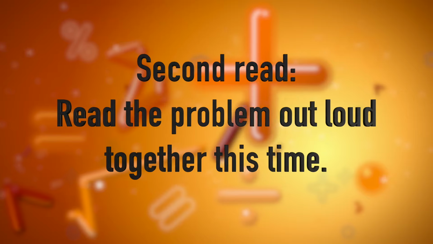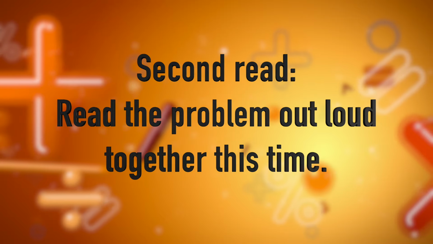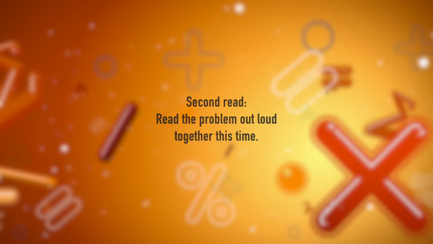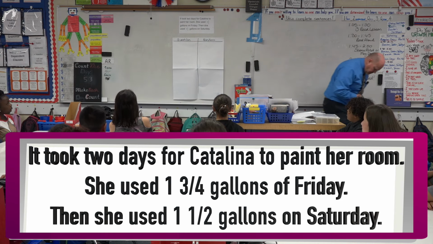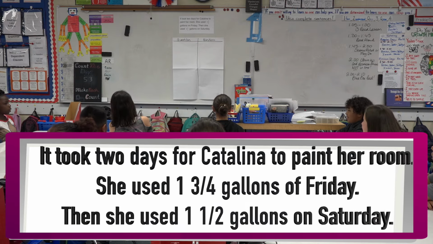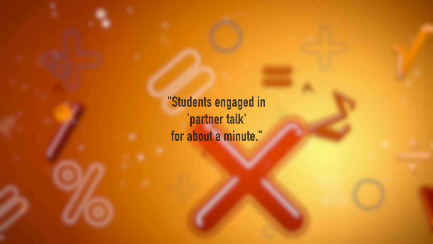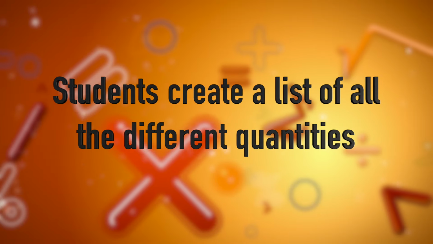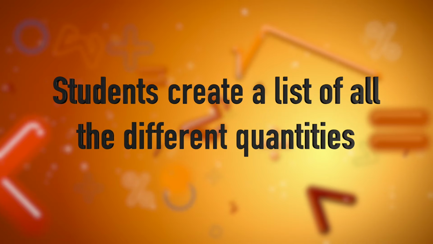We're going to read it a second time. This time, we're going to read it in unison as a whole class. So let's go. It took 2 days for Catalina to paint her room. She used 1 3/4 gallons on Friday. Then she used 1.5 gallons on Saturday. Beautiful. With your same partners, I want you to identify all the different quantities you see in this story. Quantity is another way of saying amounts. What are all the different amounts or quantities you see in this story?